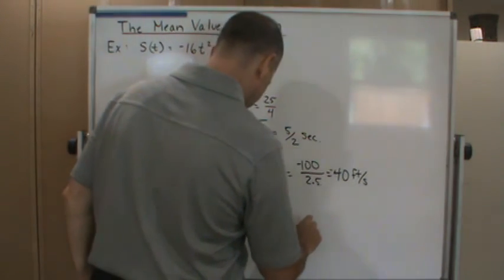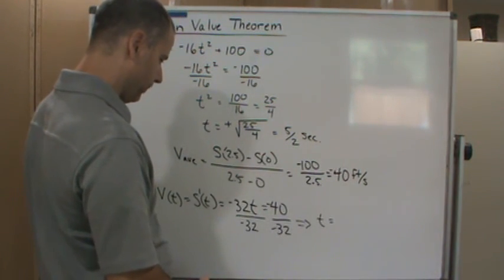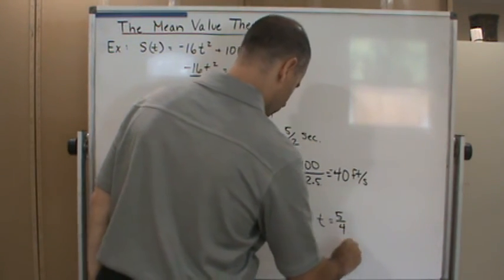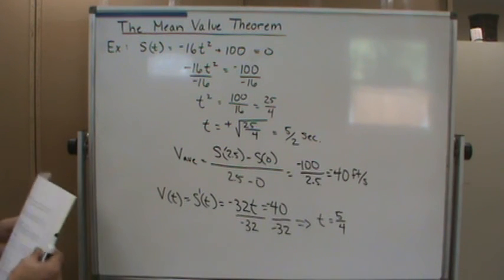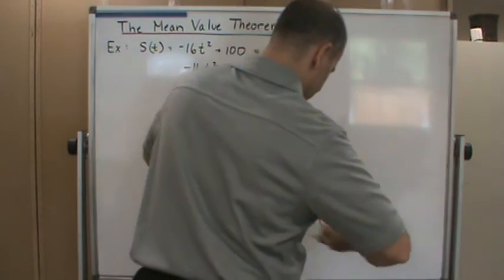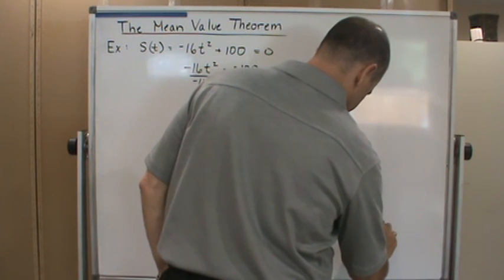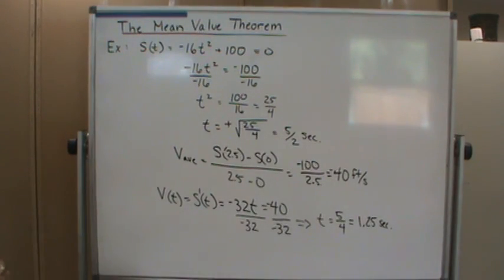Okay, so now, what do we get? We get t equals 40 over 32, which is the same as 5/4. And so when the time is 5/4 seconds, or 1.25 seconds after the rock is dropped, that's when the instantaneous velocity of the rock is equal to negative 40 feet per second.